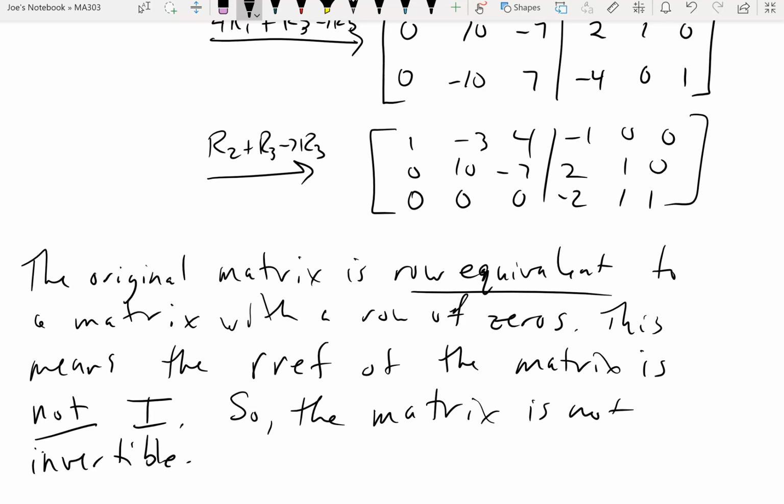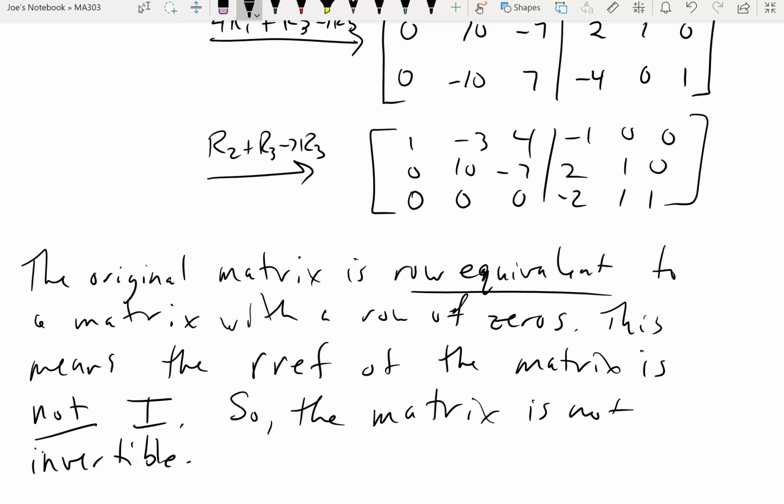I could get a 1 here, but then there would be something non-zero here. Right? I can't get a 1 here without messing these zeros up, is what I'm saying. Okay? So if you get to the point where you get a row of zeros when you're row reducing, the matrix isn't invertible and you're done, and you go on to the next problem. Okay. Now, let's see if we've got one that is invertible. Try one here.